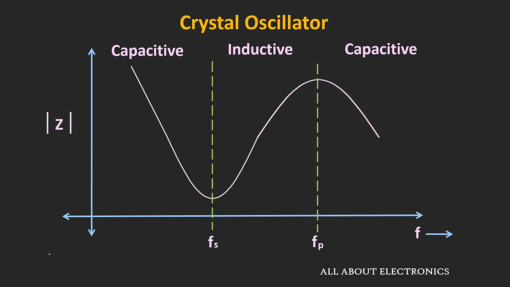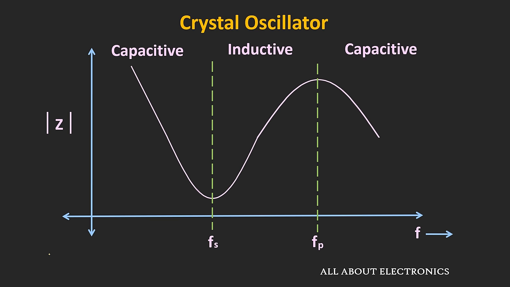Now one more thing, if you observe in the graph, the parallel resonant frequency is always above this series resonant frequency. And this resonant frequency depends on how this crystal is cut during the fabrication, and it also depends upon the thickness of this crystal. So smaller the thickness of the crystal, the larger will be the resonating frequency.